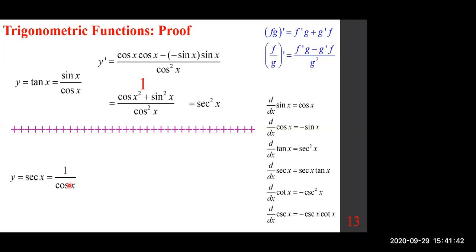So this is your f, this is your g. The derivative of the top is 0 times cosine x minus, okay? The derivative of cosine is negative sine x times 1 over cosine squared.